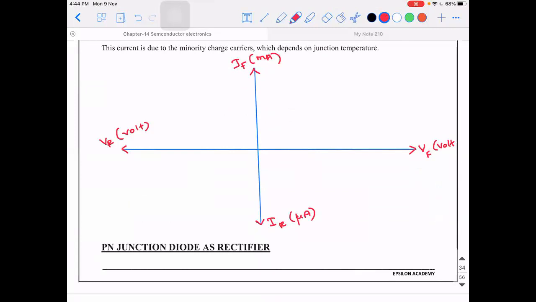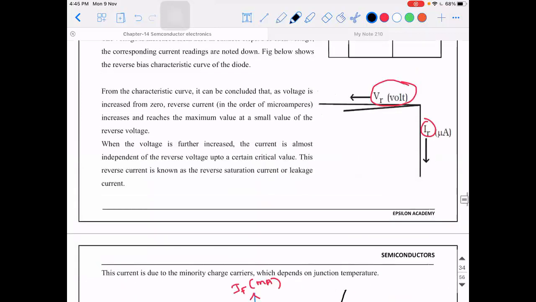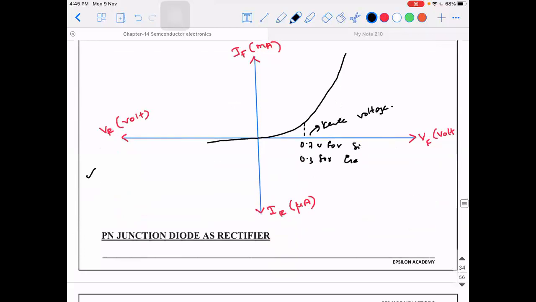Okay, now listen to this. When you look at the graph, this is 0.7 volt for silicon and 0.3 volt for germanium. This is called knee voltage or cut-in voltage. Whereas in the reverse bias condition, when you increase the potential in the reverse bias characteristic, the circuit should be like this. So when you increase the voltage, you can observe that the value of current is almost zero till which point?